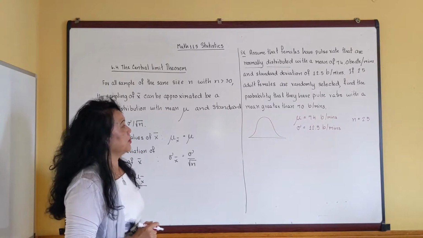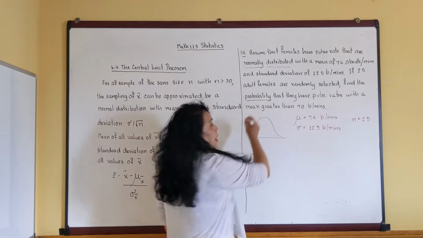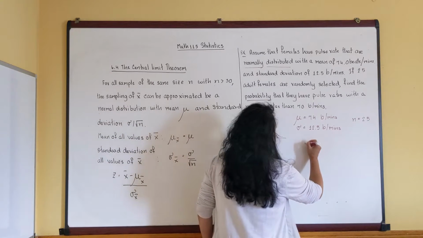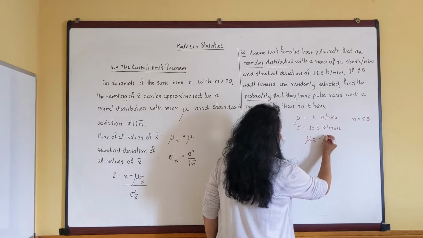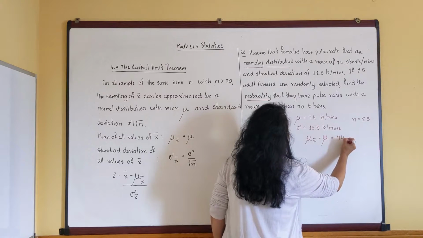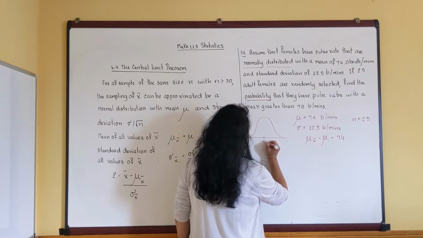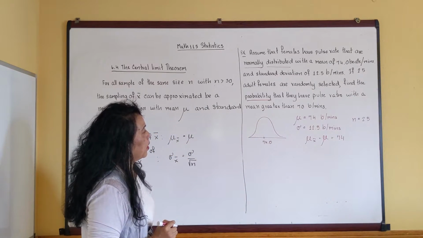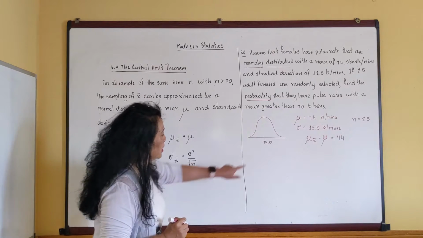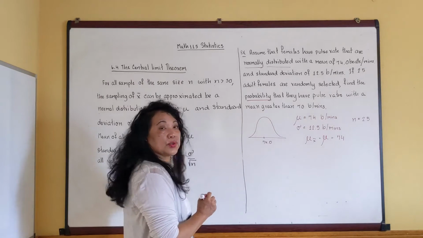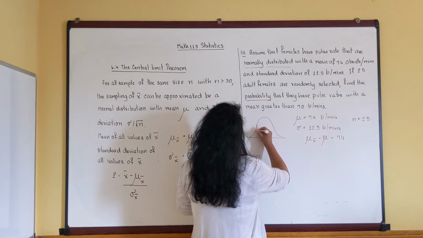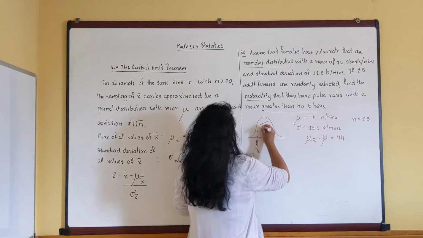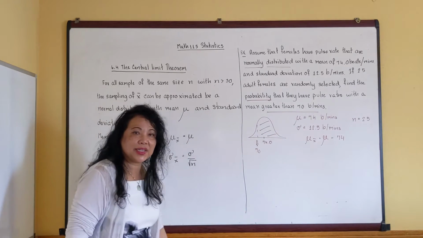Then they want to find the probability. Finding the probability means finding the area under the curve, so we can use table A2. Mu x bar is always equal to mu, which is 74, so the mean goes to the center. Now they want to find the probability that the pulse rate mean is greater than 70. 74 here, 70 is to my left, so 70 is somewhere here. Greater than 70, so the shaded area is to the right.